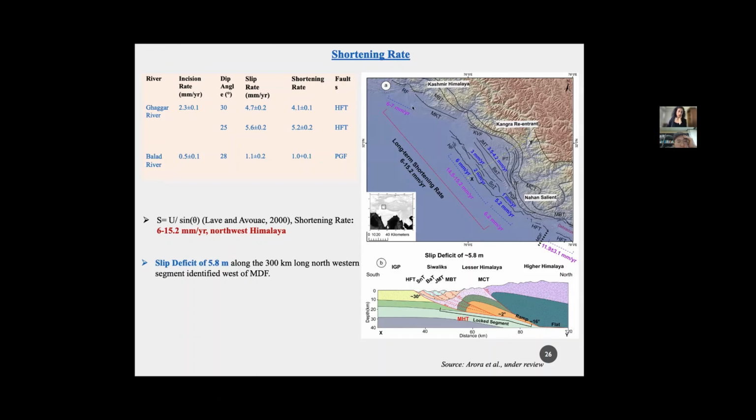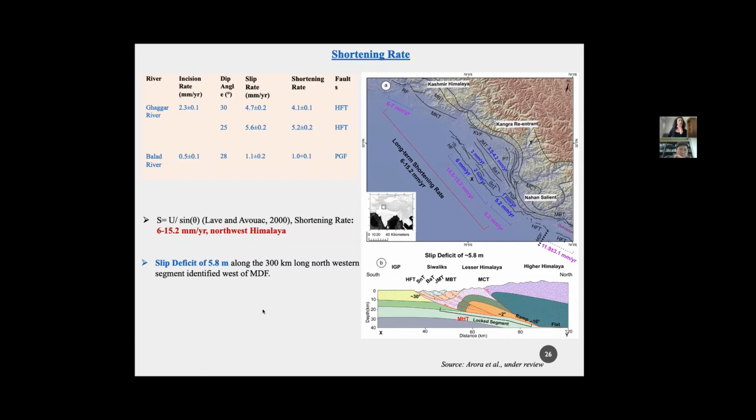And in Kashmir Himalaya, it was already calculated by Gavillot, and in this region also, it was already known. So we suggest that the convergence rate from Kashmir Himalaya to Dun is around 6 to 15.2 millimeter per year. And then we have estimated a slip deficit of around 5.8 meter in this 300 kilometer long Himalayan segment.